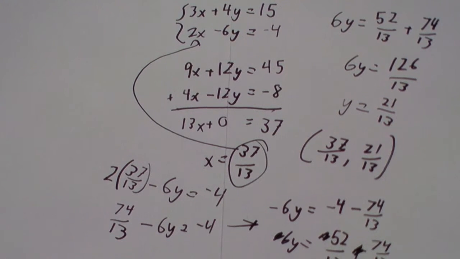Alright, so that's the elimination method. We just add the two equations together and eliminate one of the variables. And if that doesn't work, we'll mess around with some of the equations first to make it work.